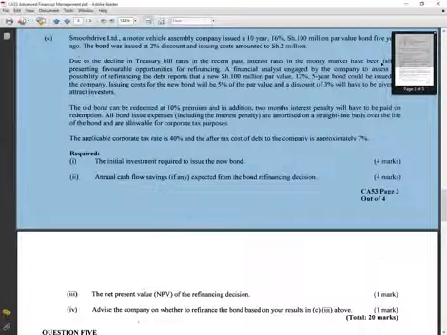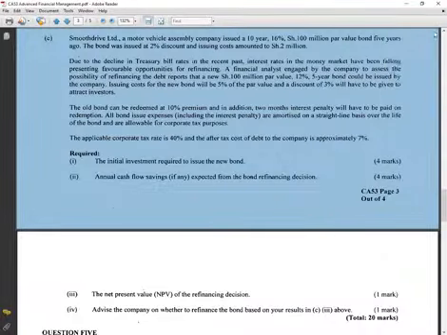So this new bond could be issued by the company. Issuing cost for the new bond is 5% of the par value. And then we have 3%. 3% is the discount for the new bond, 3% of the par value, which is 100.